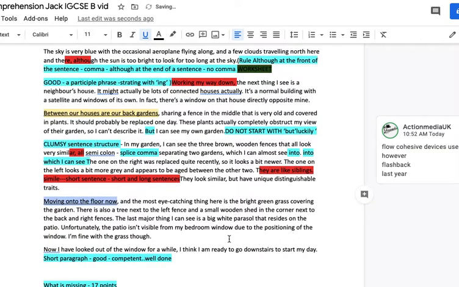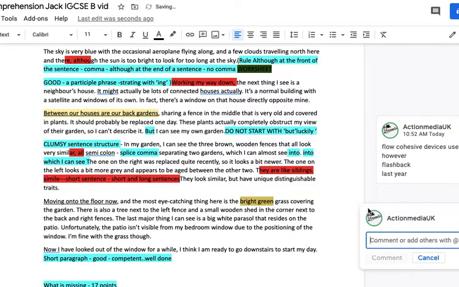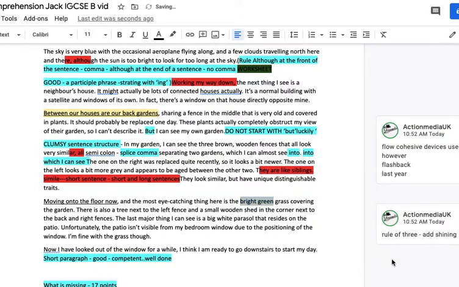And the most eye-catching thing is the bright green grass covering the garden. Yeah, bright green. You could put 3 there, and then you'd get a rule of 3 one, wouldn't you? Add shining. Is that real grass or pretend grass? Anyway, there's also a tree. The last major thing I can see. Yeah, so you've got those cohesive devices.